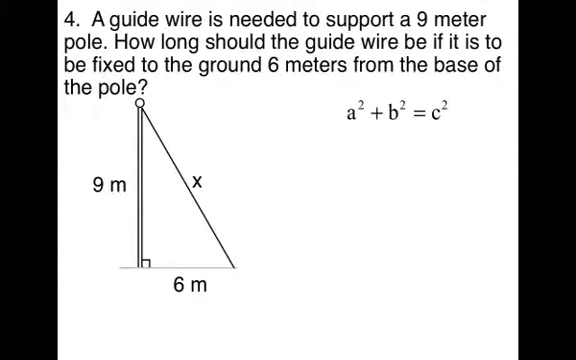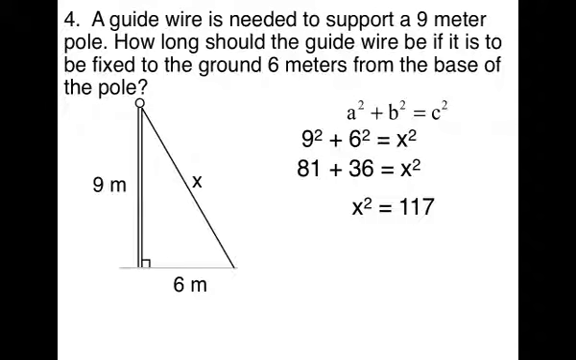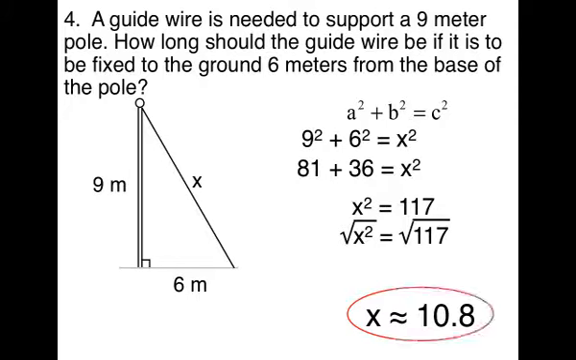So we have a squared plus b squared equals c squared. Plug things in. We get 9 squared plus 6 squared is equal to x squared. 81 plus 36 equals x squared. X squared equals 117. Now we're probably going to want to pull out our calculator. And if we take the square root of both of those, we're going to get x is approximately 10.8. You're going to want to round, just like the previous lesson, round to the nearest tenth, if needed.